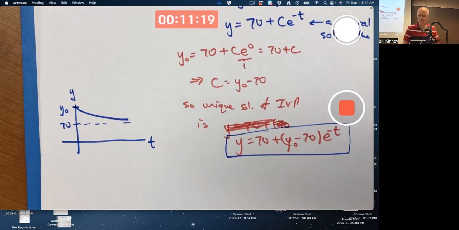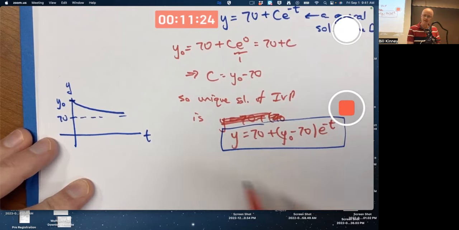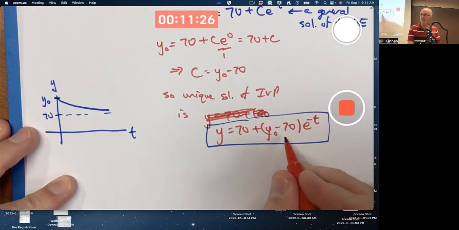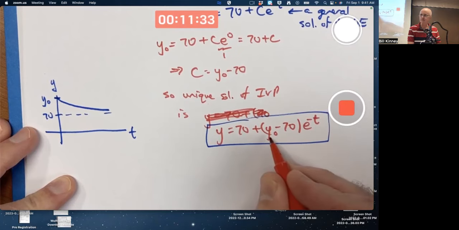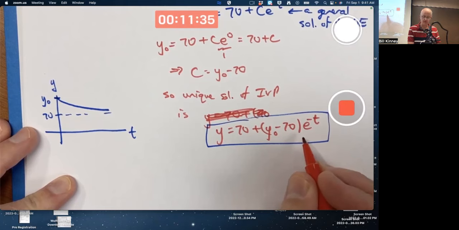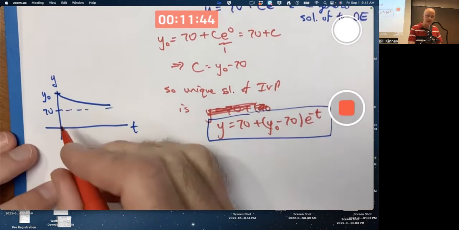This model actually works for warming coffee too. If you've got cold coffee, y naught is less than 70. Then that's a negative number in front of the e to the negative t, like negative 50 e to the negative t or whatever. That's like taking an exponential decay, first reflecting it across the horizontal axis, so it's an increasing function actually, and then translating it up. It would look like that for warming coffee if it starts out cold.